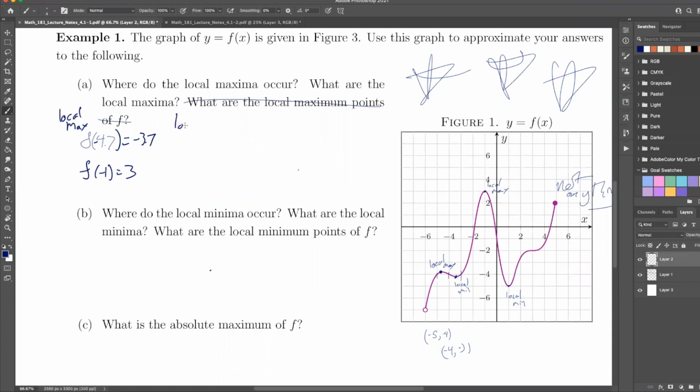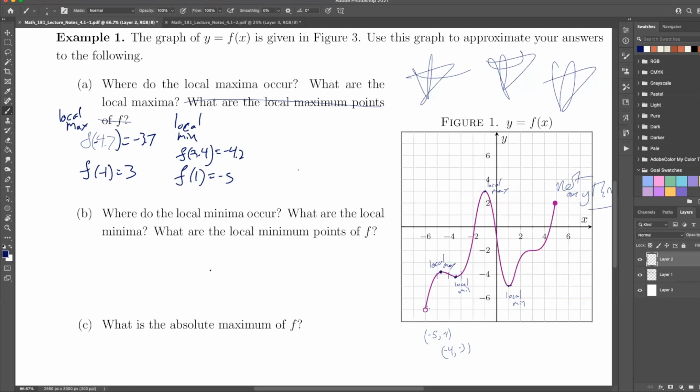And then we'll have our local mins. So we had a min here at roughly minus 3.4. I didn't give you exact values, so you can't say exactly. And that's f of 3.4 equals minus 4.2. And then here we have another local min at 1, and that's going to be minus 5. So f of 1 equals minus 5 is a local min. So here are local maxes, here and here. Our local mins are here and here.